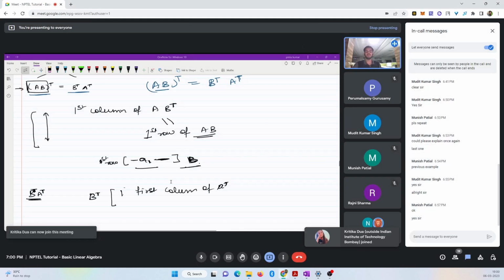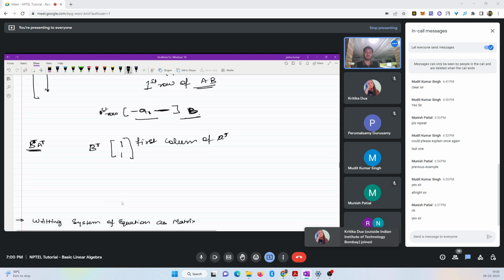Okay. Now what is our first column of A transpose? This is B transpose multiplied by the first row of A. Now the first row of A would look something like this, but it is now written in vertical form.